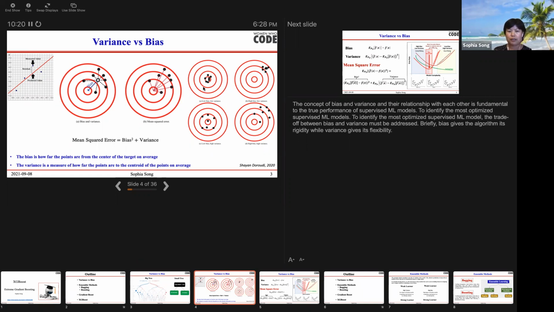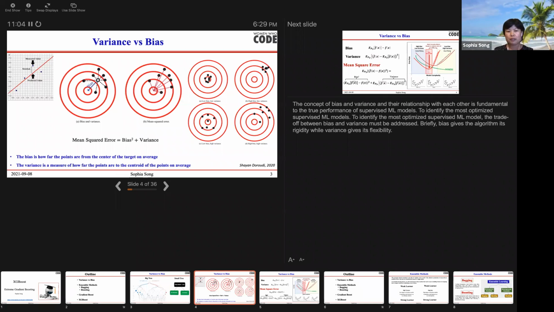The first scenario is the ideal scenario: your model's bias is small and the variance is also small. The second scenario is your variance is small, however, your bias is very large, right? That's a bad situation. Another scenario is your bias is small, however, your variance is very large. The worst scenario is your model's variance and bias are both very large. That is the worst situation.